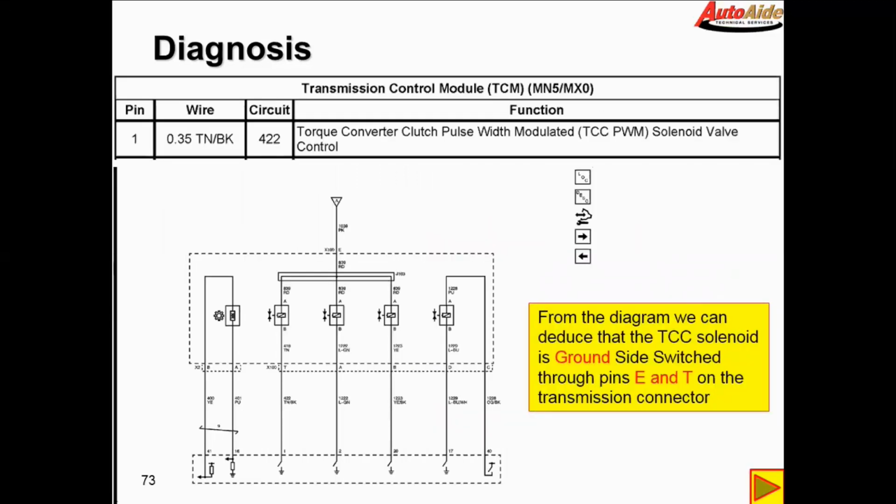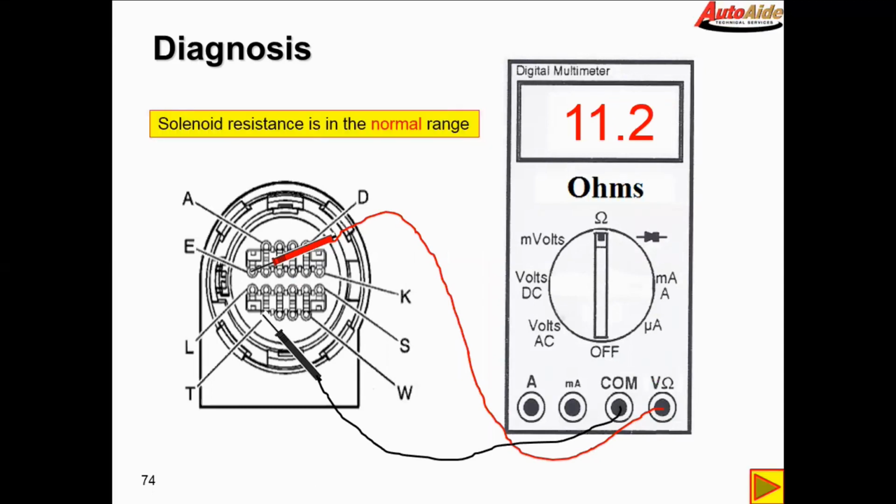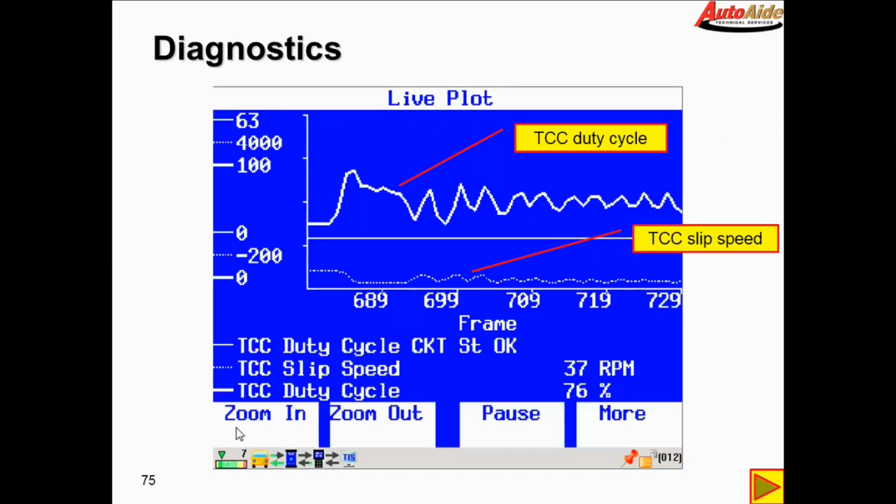So from the diagram, we can deduce that the TCC is ground side switched through pins E and T. Just a quick look at the wiring diagram. A quick ohms check at the solenoid shows that we're pretty much bang on. All right, so that's normal. And then we go out and we start to road test the car. Now, what am I looking for here?